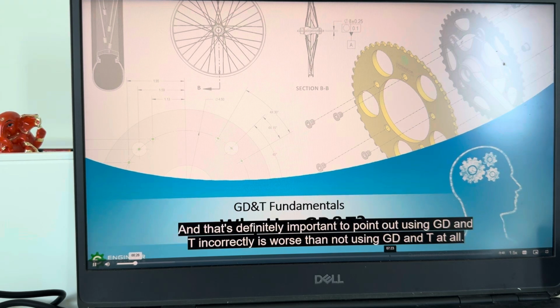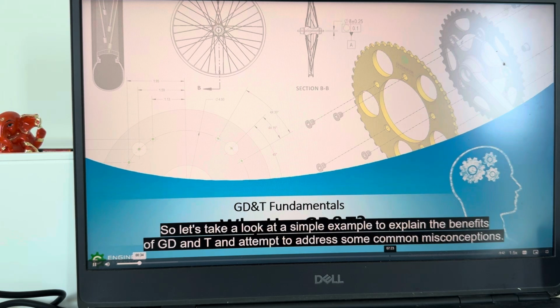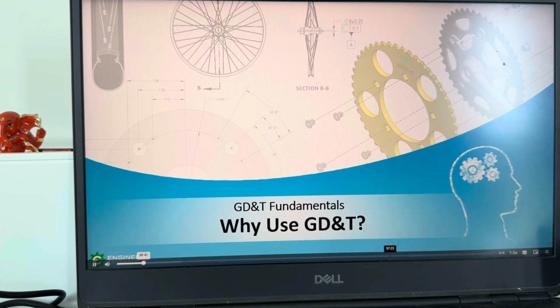And that's definitely important to point out. Using GD&T incorrectly is worse than not using GD&T at all. So let's take a look at a simple example to explain the benefits of GD&T and attempt to address some common misconceptions.